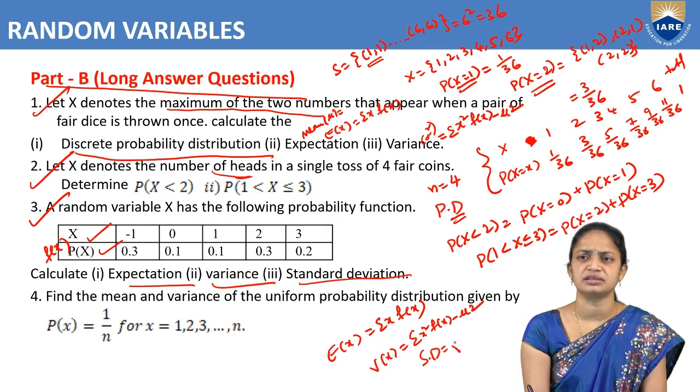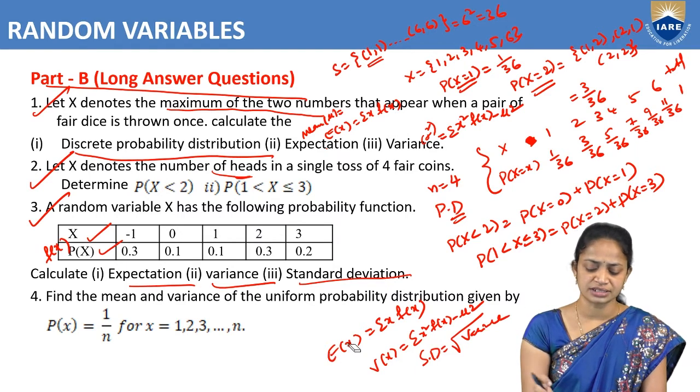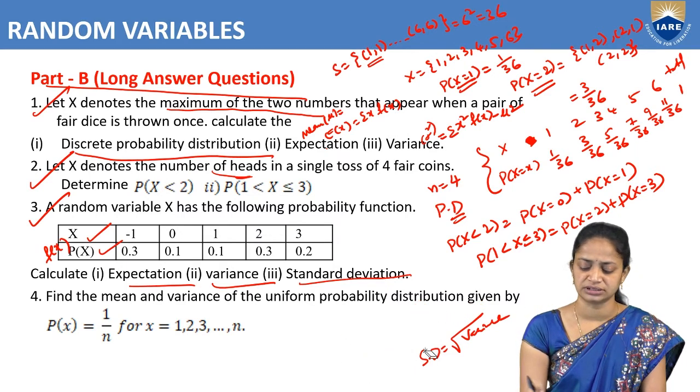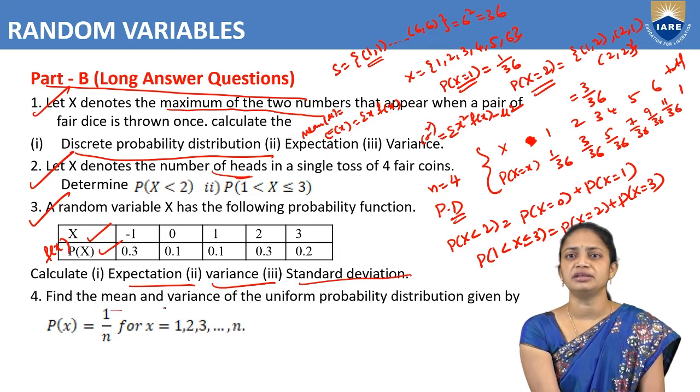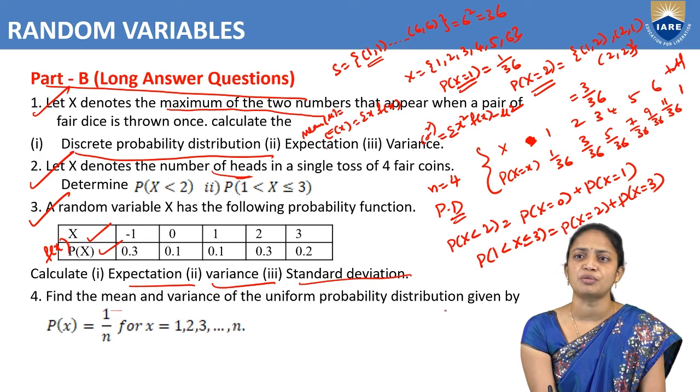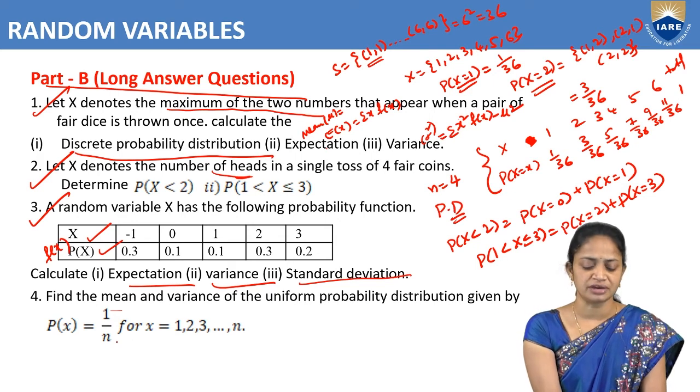Standard deviation is nothing but the square root of variance. Okay, and the last question. The fourth question is: find the mean and variance of the uniform probability distribution given by f of x equal to p of x equal to 1 by n.